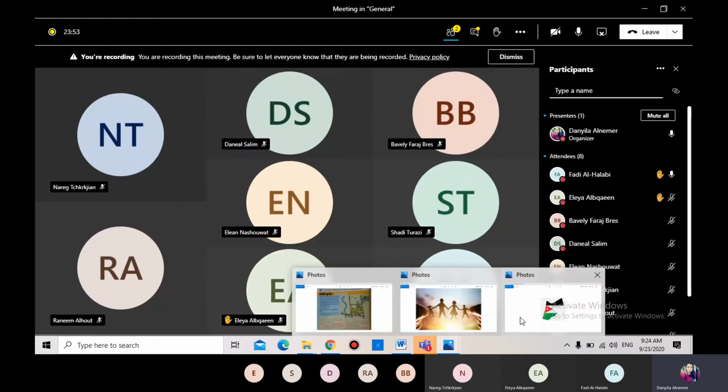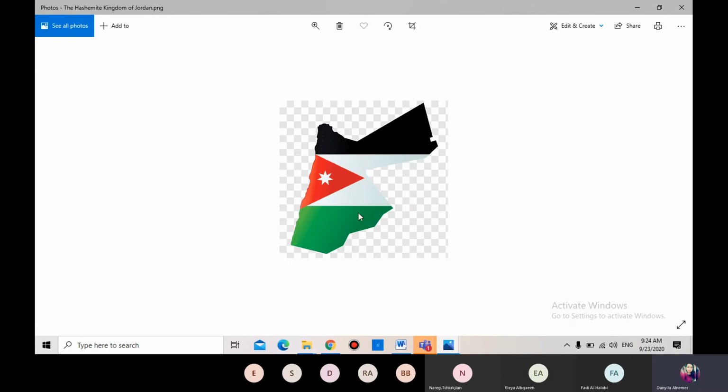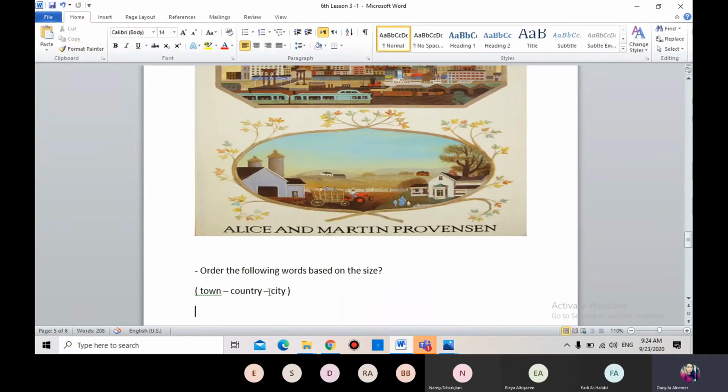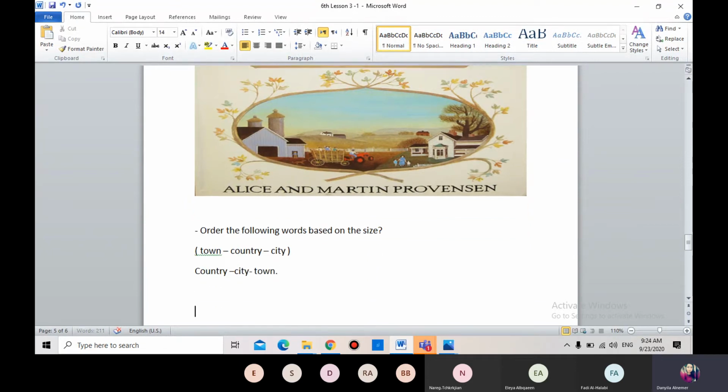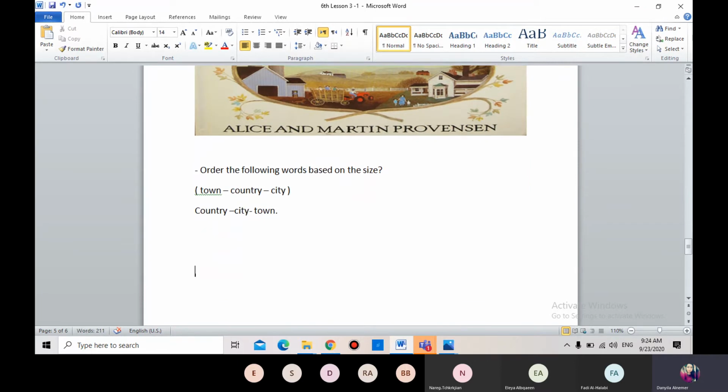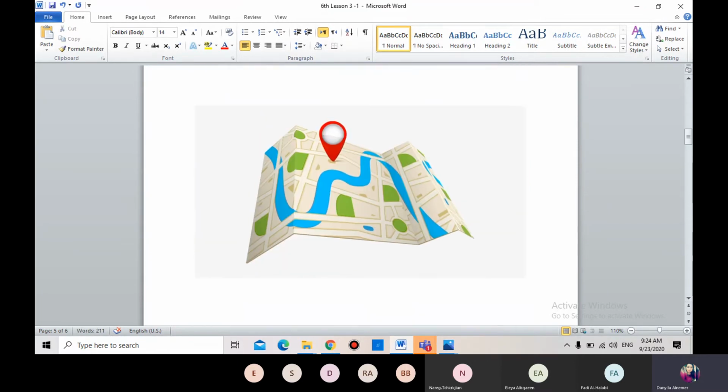Country. First, we start with the country. Country is bigger, or the biggest, and then a city, and then a town. Okay, so we have country, then we have city, then we have a town. Those are by size. Okay?